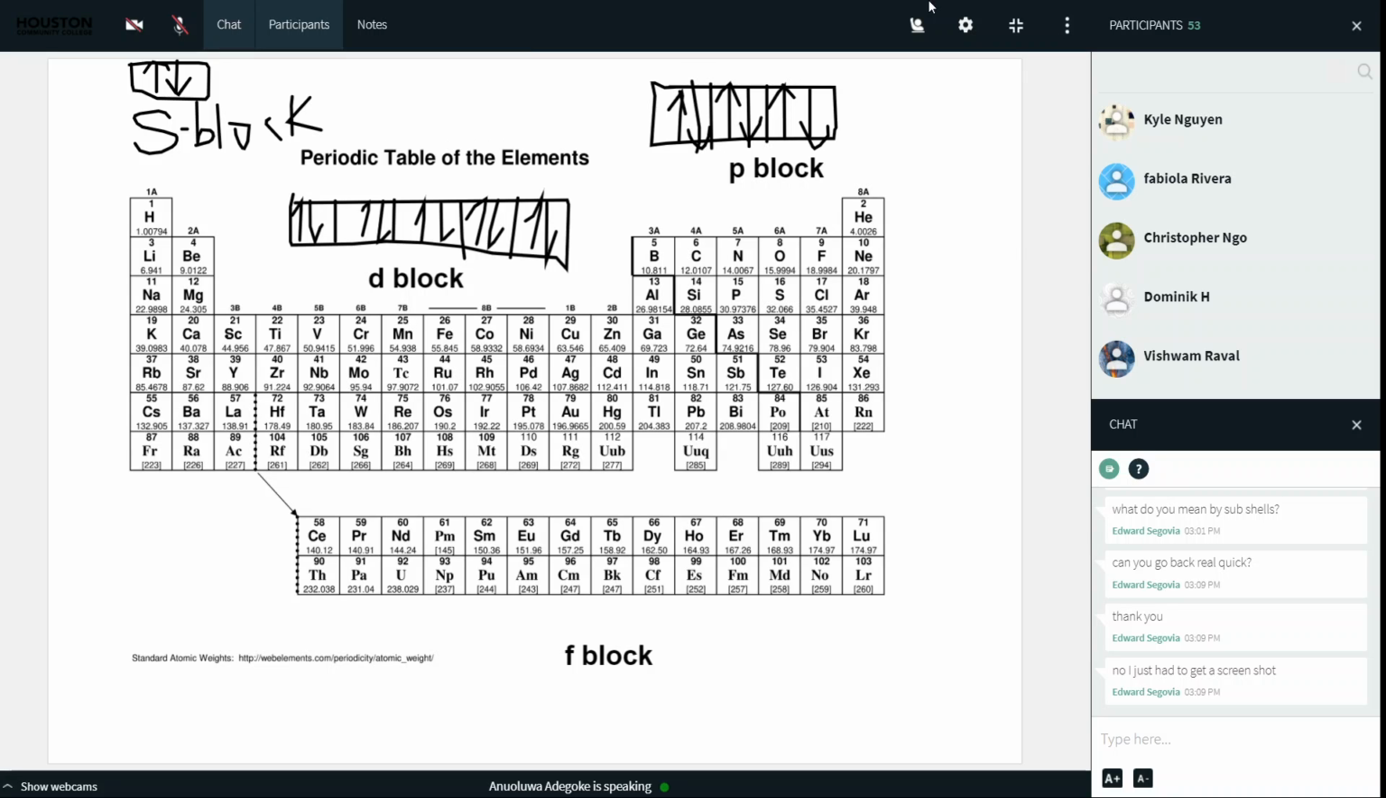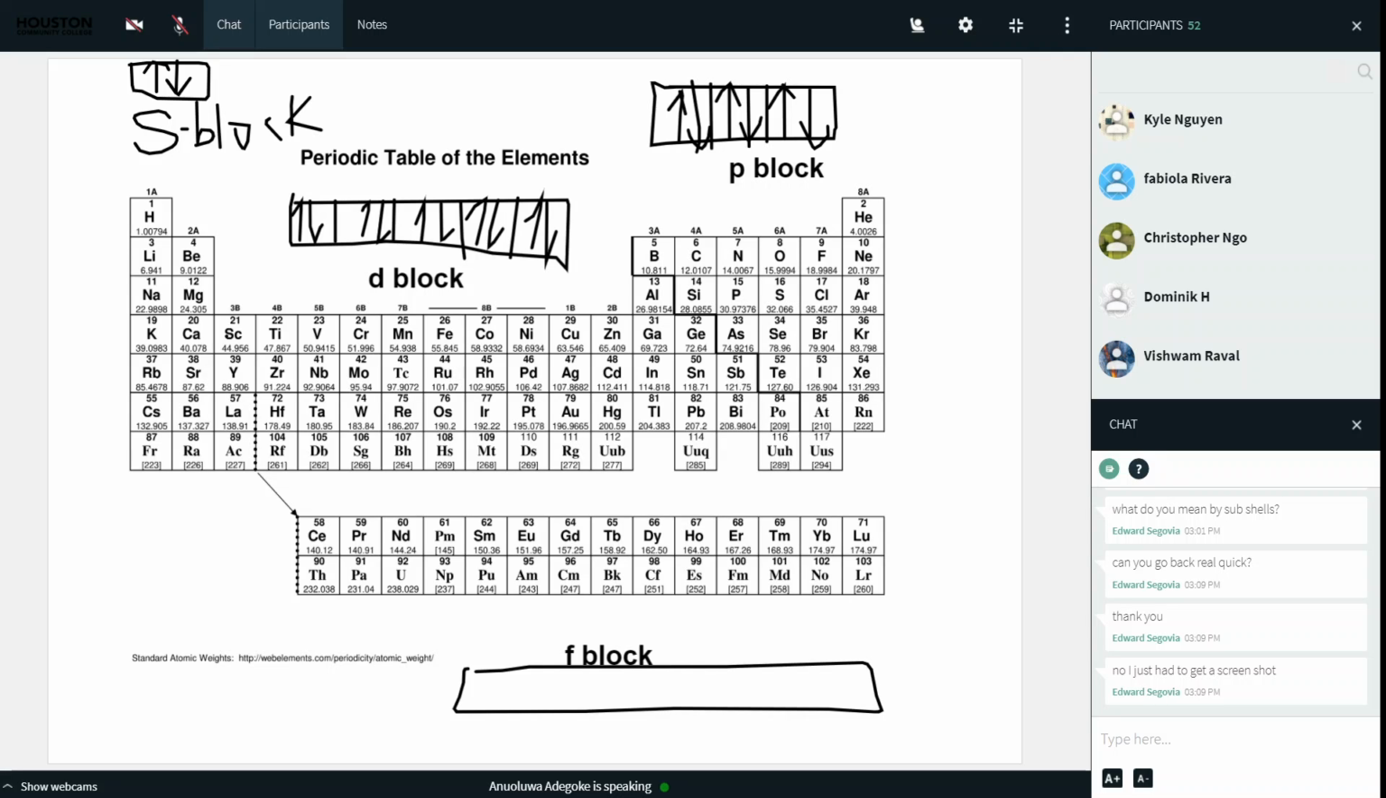And lastly, the F block. But before I do the F block, did you see that the P orbital has 6 boxes, corresponding to the 6 electrons that the P orbital can hold?